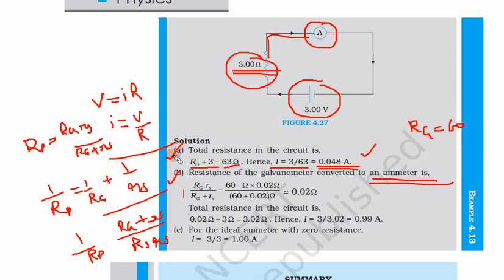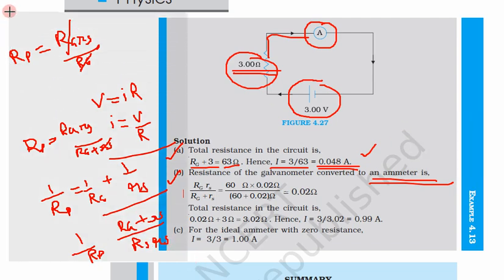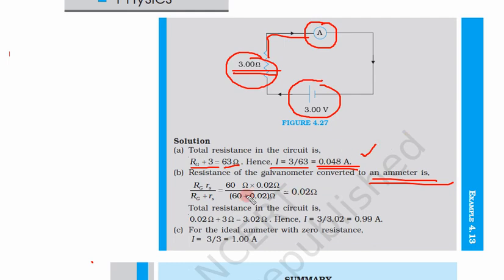But here we can see that Rg is 60 ohm but Rs is very small, so we can neglect this Rs in the denominator. Neglecting it, what are we remaining with? Parallel resistance Rp is equal to Rg Rs upon Rg. Then again Rg is also cancelled out. This is nearly equal to Rs. So here you see, parallel resistance comes out to be nearly equal to the small resistance.